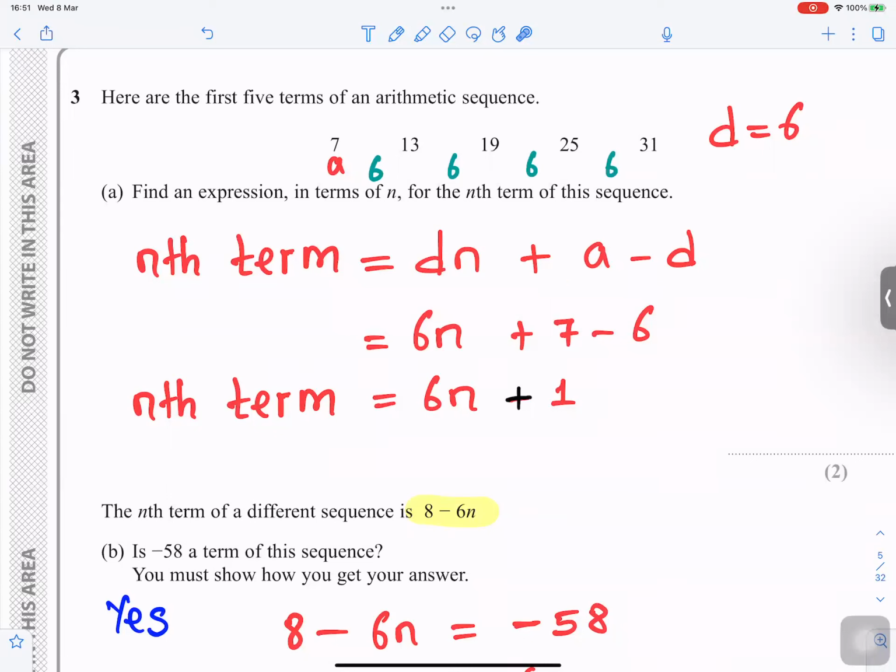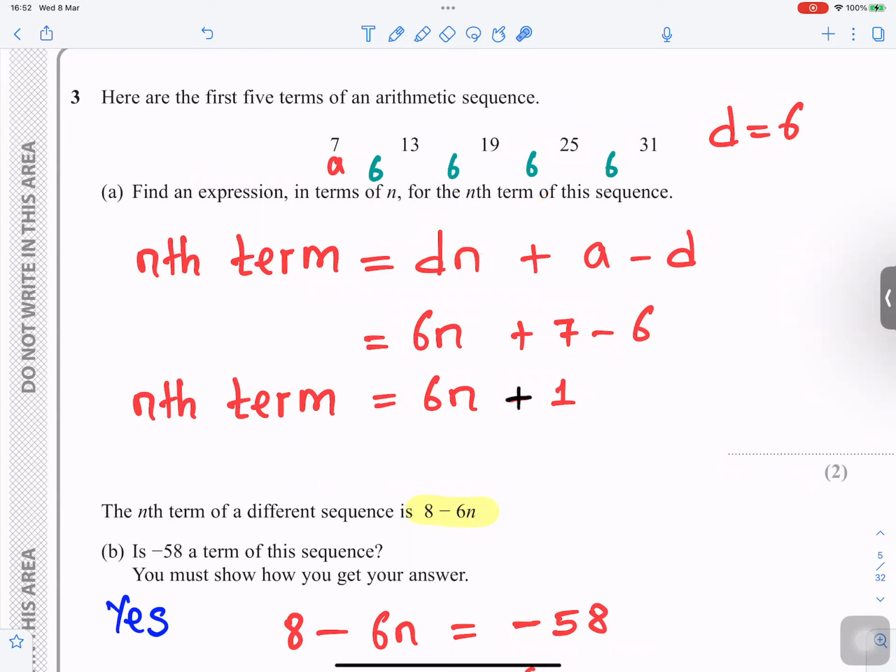Question number 3. Here are the first 5 terms of an arithmetic sequence. 7, 13, 19, 25, 31, 5 of them. Find an expression in terms of n for the n-th term of this sequence. So you write down the formula for the n-th term: dn plus a minus d. The way I remember it, I think of the word DAD, D-A-D. And then I have the n and then the plus and the minus.